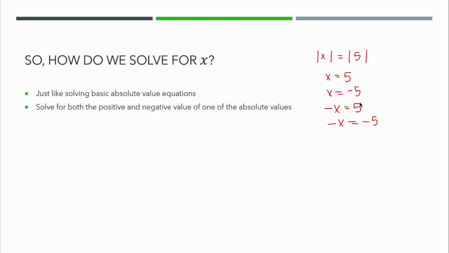But in these two, if you solve for x, here you get x is equal to negative 5, and here you get x is equal to 5, which is the same thing. And this is true for all other equations involving two absolute values. You can only have two possibilities because the other two are actually the same as the first two.